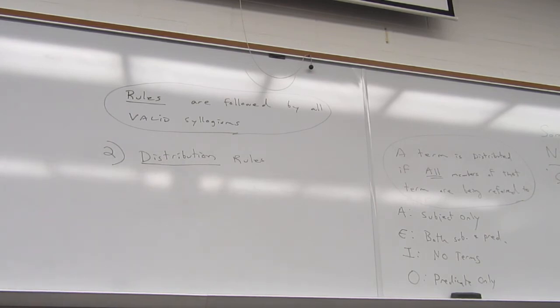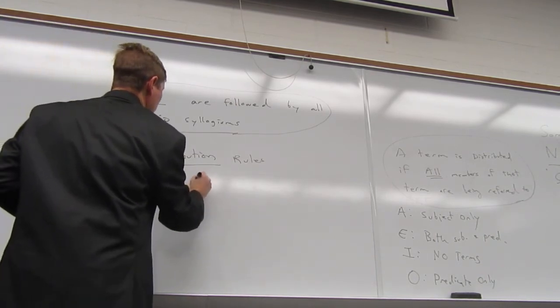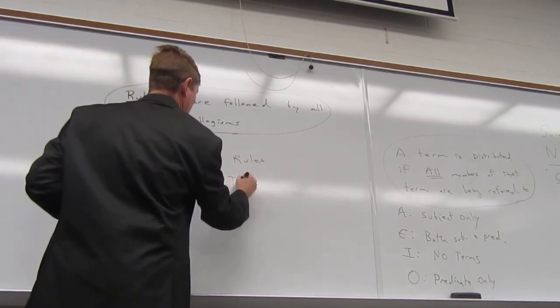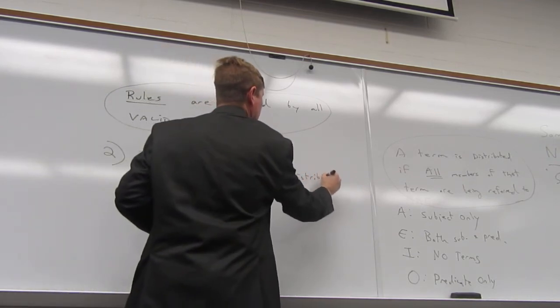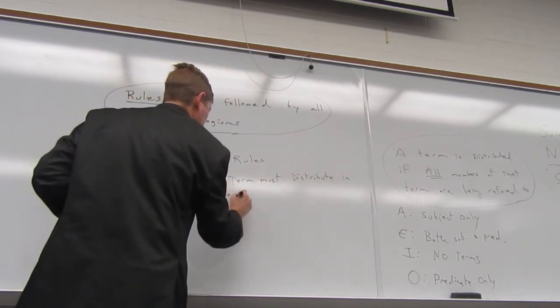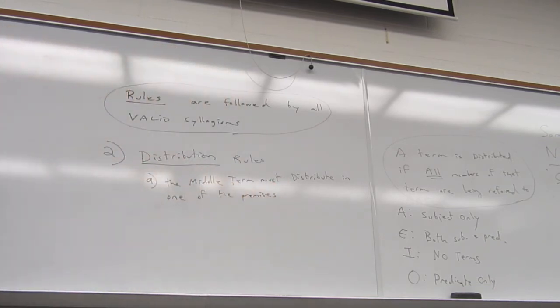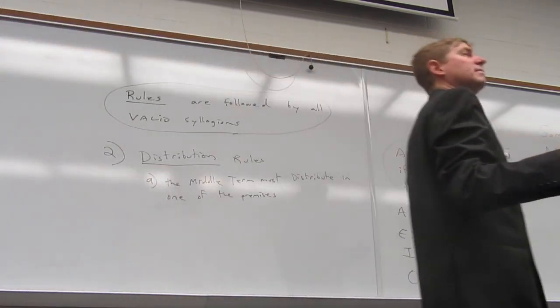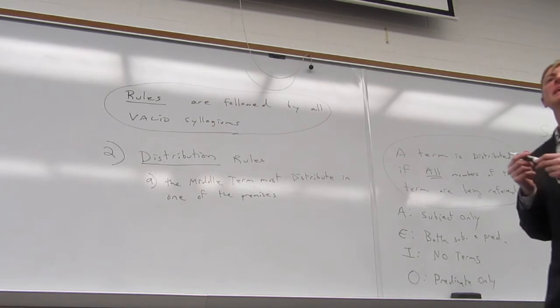Now here are the 2 rules. The middle term must distribute in one of the premises. Or to put it another way, the middle term's got to distribute. If it doesn't distribute in either of the premises, you can automatically rule it out as invalid.